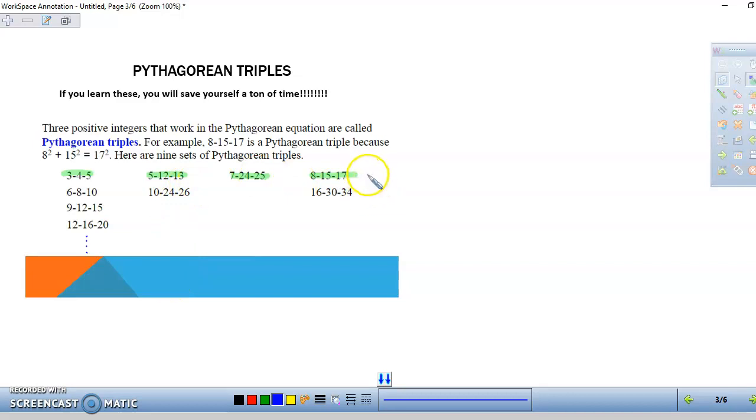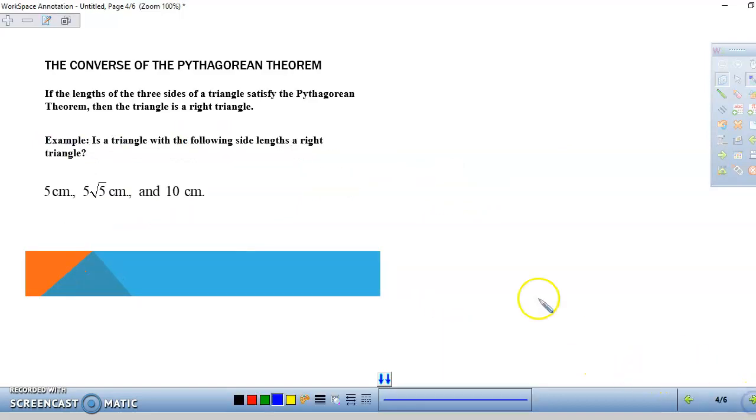Okay, there are more going this way as well. Another popular one is 9, 40, 41, but there are more in that direction as well. So any multiple is also a triple, and then realize that there are an infinite number of these triples. But you will see them everywhere.